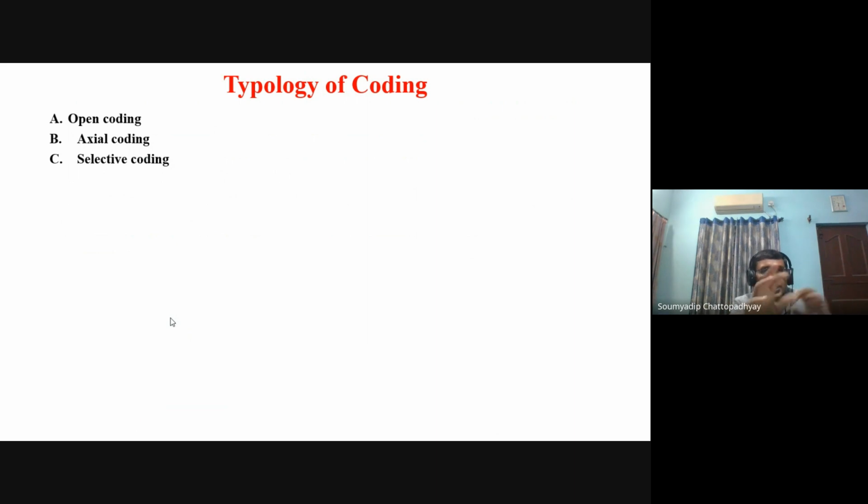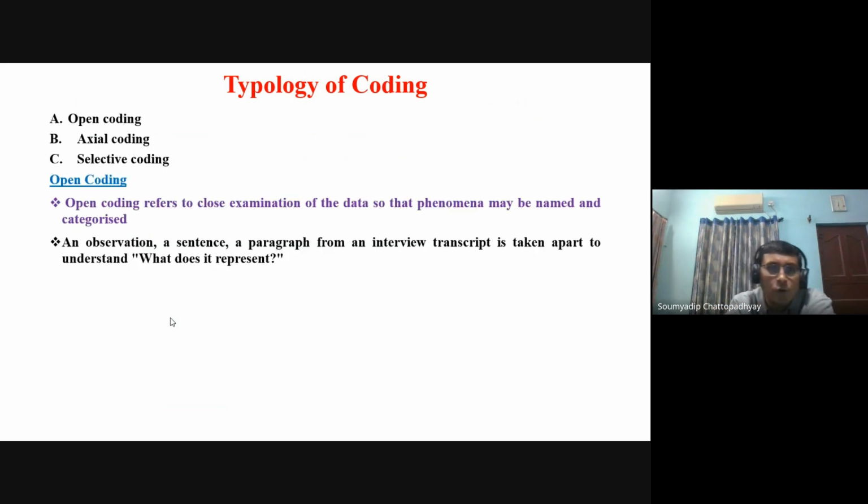Why? Because if you look at the different typology of coding, there are three types. One is open coding, the second is axial coding, and the third is selective coding. What is open coding? Open coding refers to the close examination of the data so that the phenomena can be named and categorized.